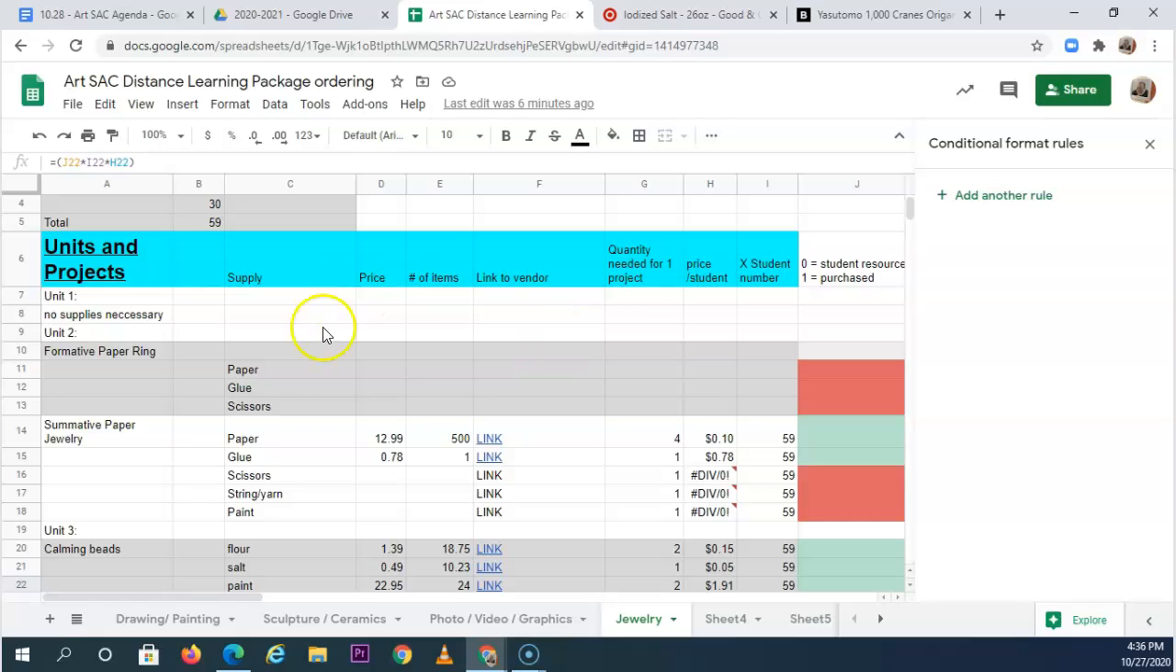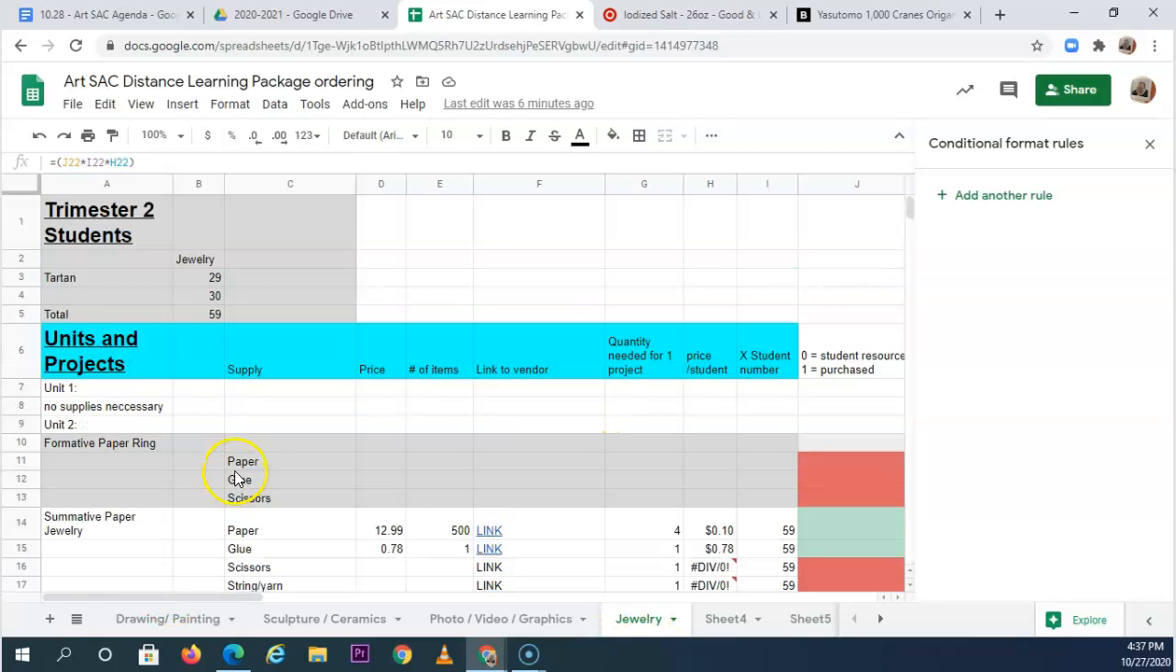Okay, so this is an example of what we're going to do, and this is for jewelry. Now we only have jewelry at Tartan and not North, so it's going to be a little bit different. The first thing I did is I wrote down the number of students that I have, and that totals up to 59 students there.